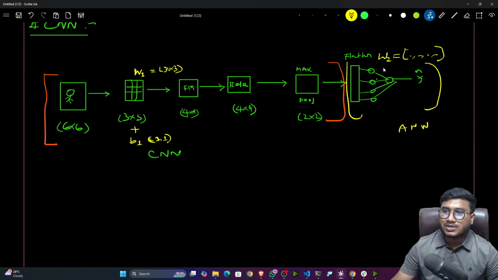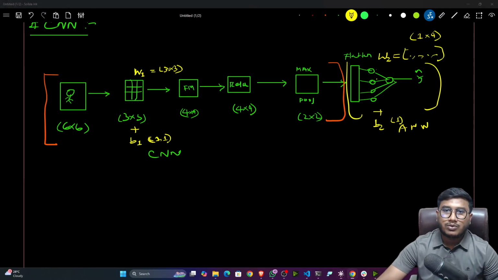That means what would the matrix size be? It would be 1x4. Okay, a 1x4 matrix. That means you can consider it a vector. And again it will have a bias, so I can add, let's say, plus B2. This is my bias. Again it would be a scalar number, let's say 1.